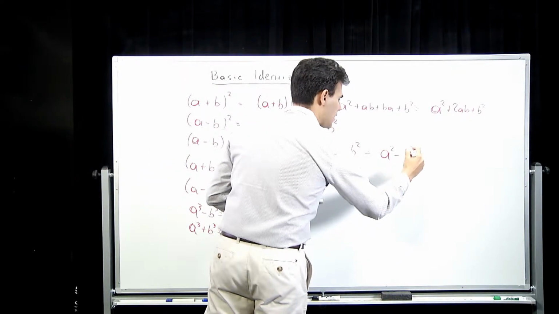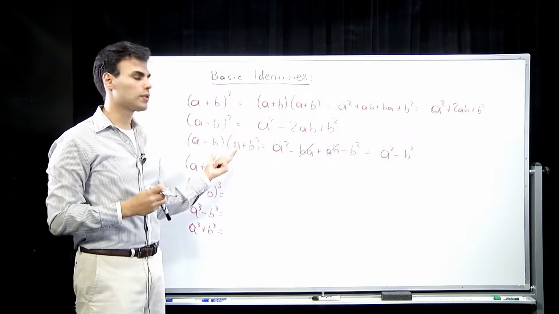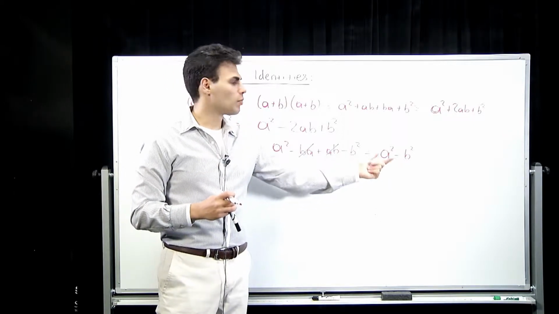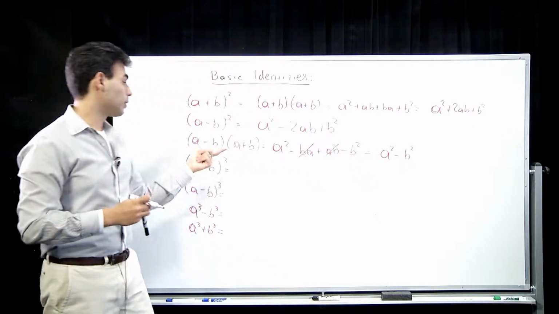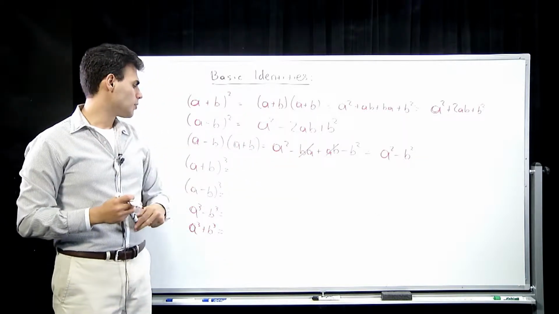minus b squared. So the identity is basically when you have a minus b times a plus b, two conjugates multiplied together, you get a squared minus b squared. Sometimes we use it the other way around. When you have a squared minus b squared, you replace it by this one. This is factoring. This is just basically doing the computation.